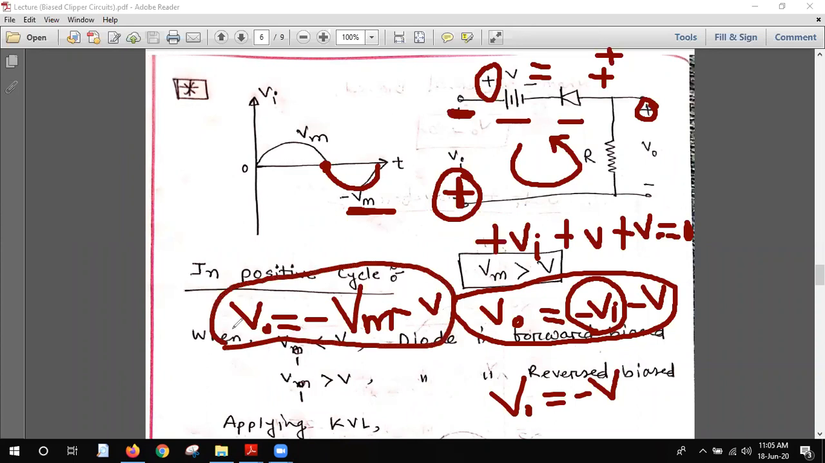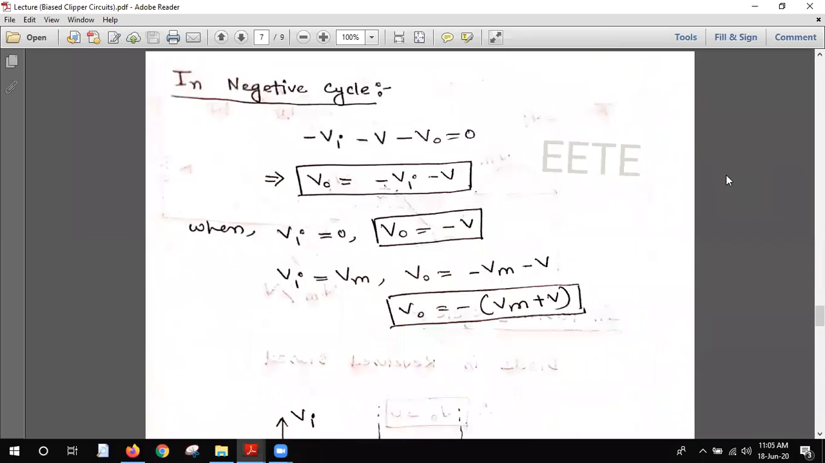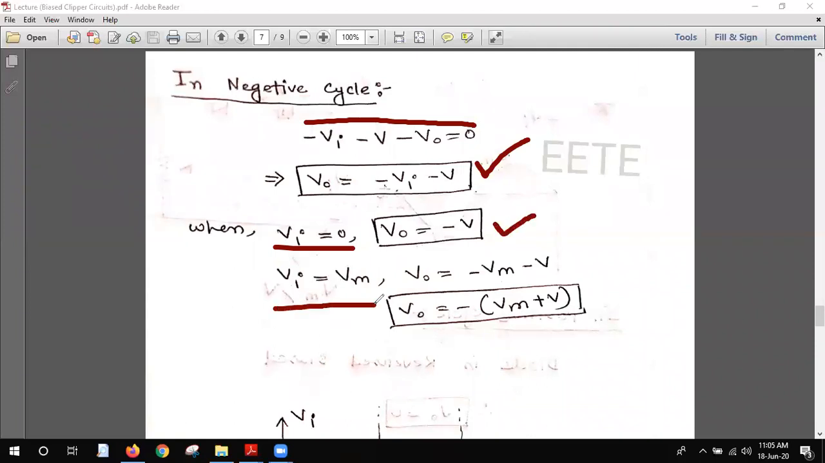What I have written is also written on the next page. So let's go to the next page, which will give you a much clearer idea. It's the same, they have taken the second sign, that's why the equation looks like that. But you see that the equation is the same, V output equals minus Vi minus V. So when Vi equals 0, V output equals minus V. When Vi equals Vm, the peak value, the output equals minus Vm minus V. If we take the common minus, it will be minus of Vm plus V. So this is our negative cycle.